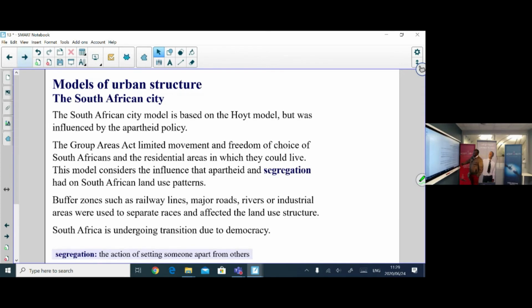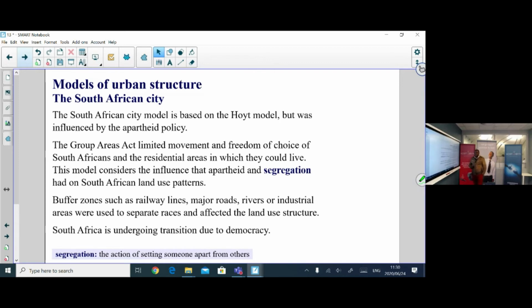Right. Let's now bring the whole issue of these models home. We are now looking at the South African city. How does the South African city fare based on the Hoyt model? So the South African city model is based on the Hoyt model, but was influenced by the apartheid policy.